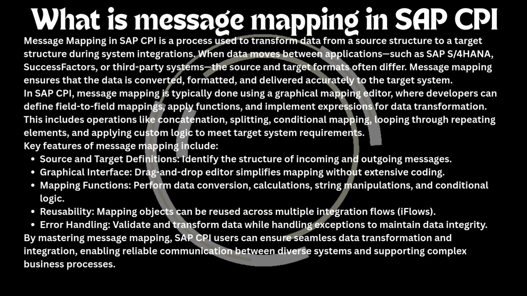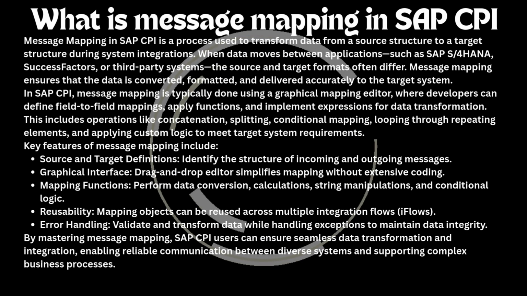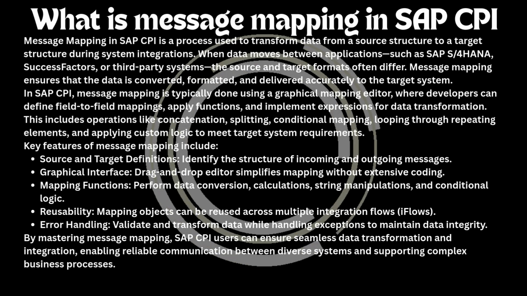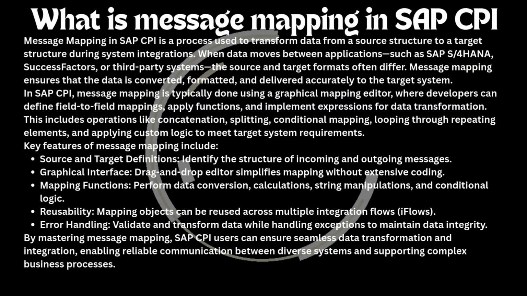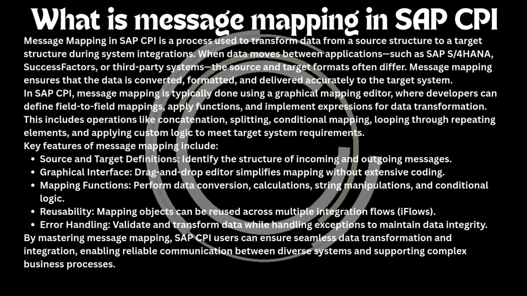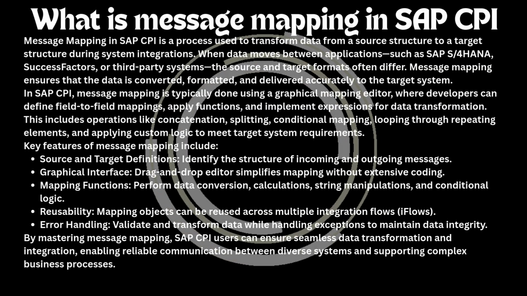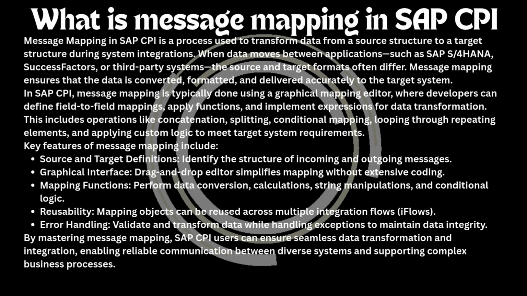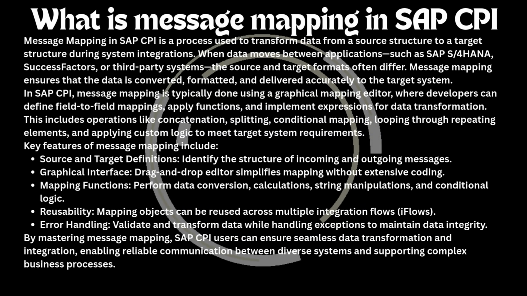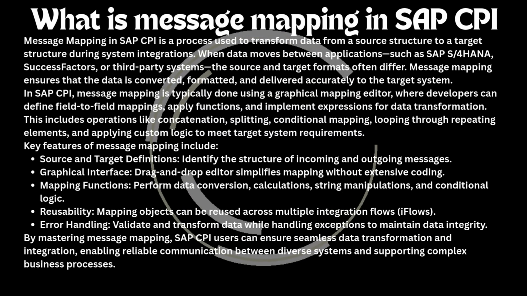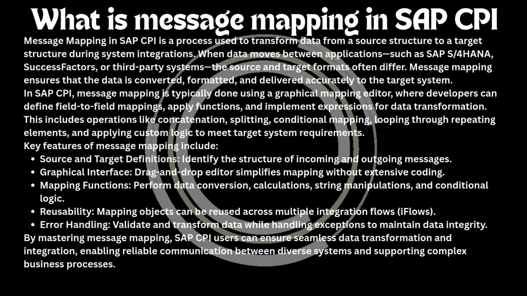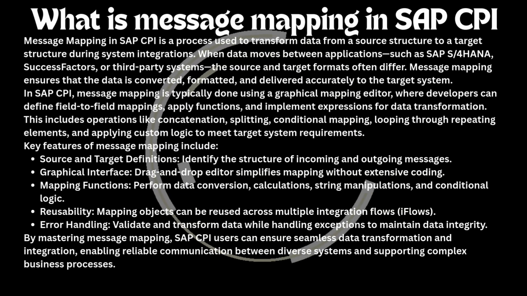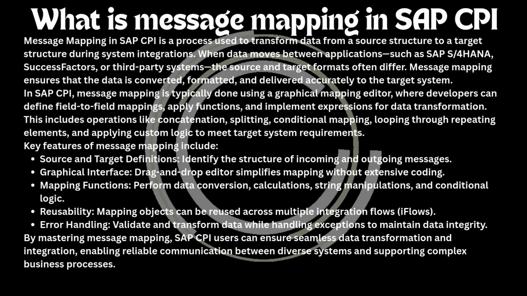What is message mapping in SAP CPI? Message mapping in SAP CPI is a process used to transform data from a source structure to a target structure during system integrations. When data moves between applications, such as SAP S/4HANA, SuccessFactors, or third-party systems, the source and target formats often differ. Message mapping ensures that the data is converted, formatted, and delivered accurately to the target system.